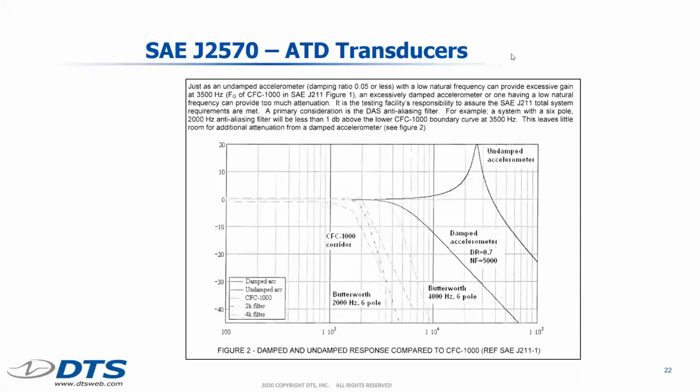There's also an SAE recommended practice called J2570 that talks about sensors used in anthropomorphic test devices, or ATDs. One of the specific areas that this covers is the difference between damped and undamped sensors, showing some examples. We're not going to cover in detail the difference, but simply put, a damped accelerometer or transducer essentially has a mechanical filter inside that helps to control the resonance of the sensor.